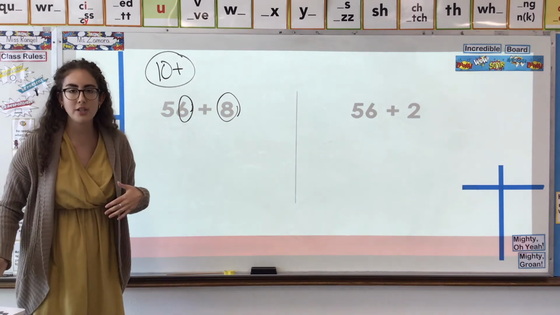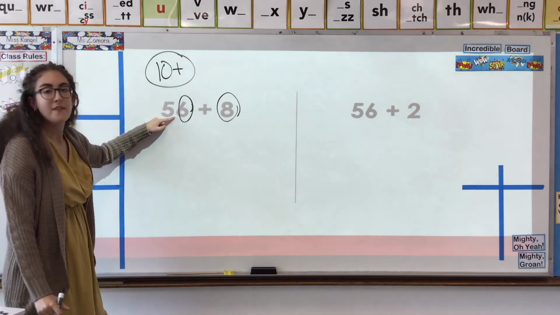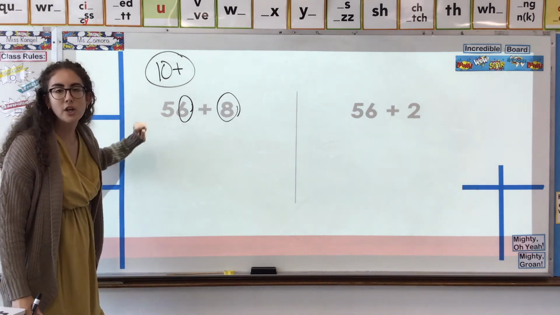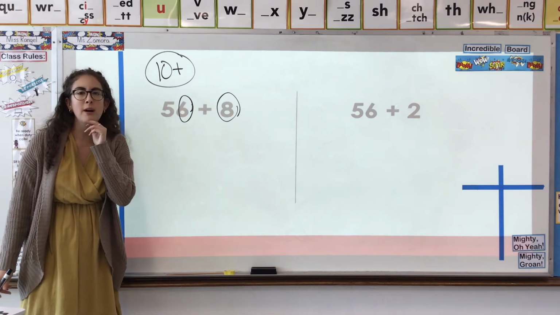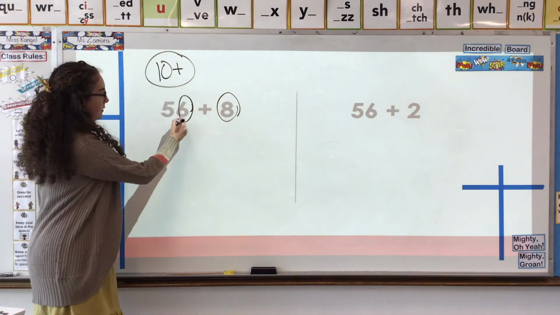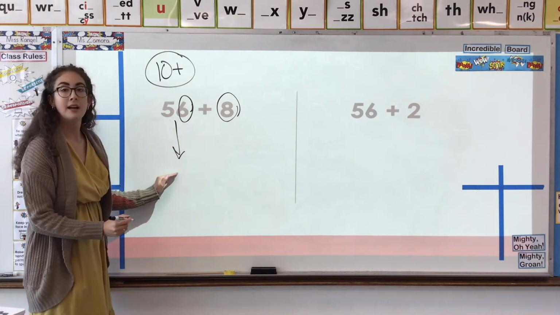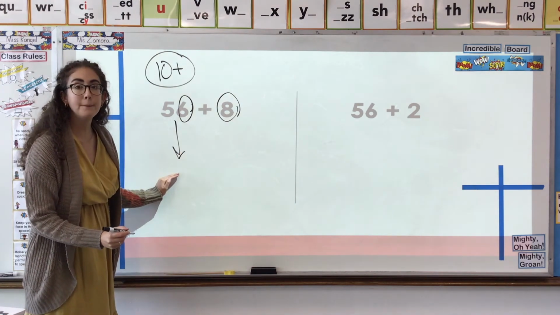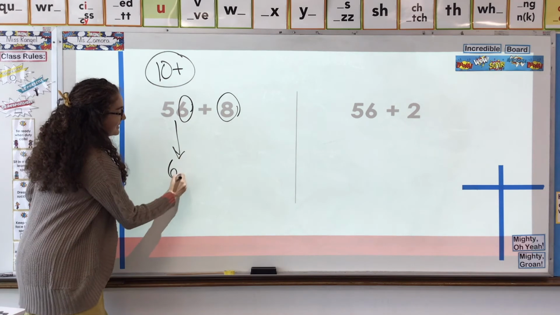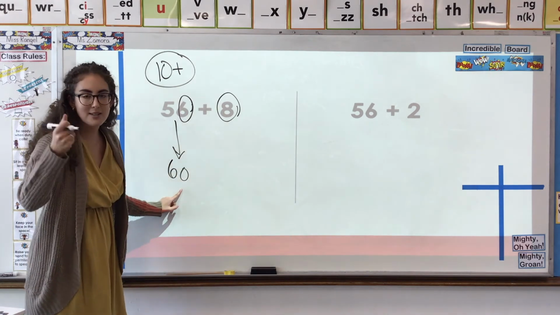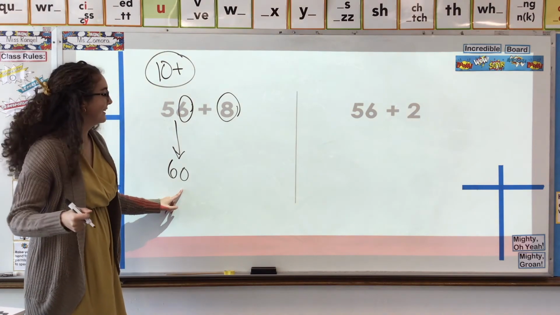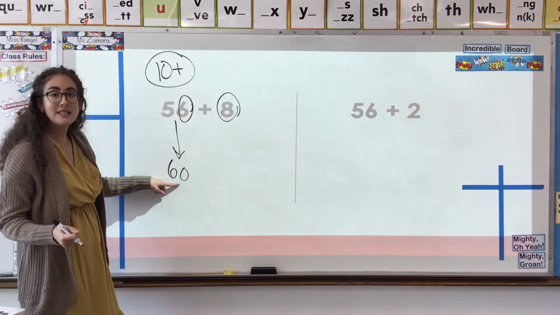Okay, let's go ahead and do it. 56. How can we turn 56 into a 10? What number do we want to make it into? 56 needs to become 60. It's next 10. You can go ahead and solve this on your whiteboard if you can. So, how are we going to turn 56 into 60?